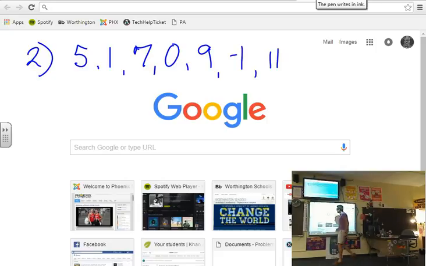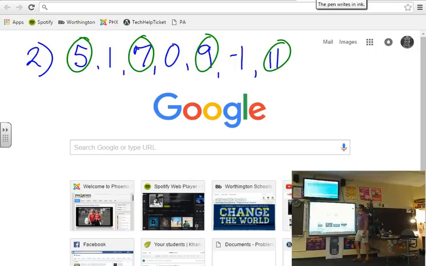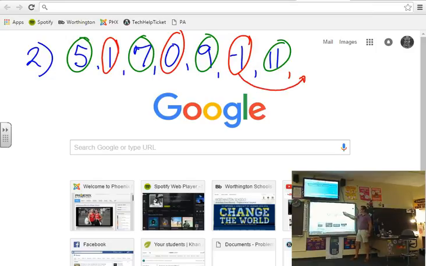So if I look at my odd terms, what's happening with my odd terms? Going from 5 to 7, going up by 2. If I look at my even terms, they're going down by 1. So that should be able to tell you my next term will be a red term, and the term after that will be a green term.